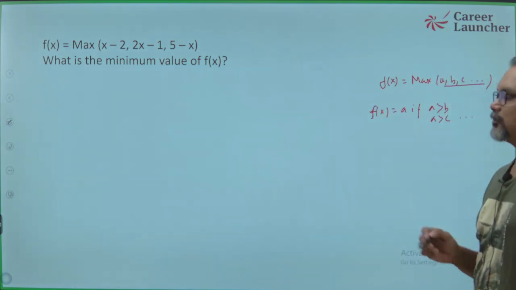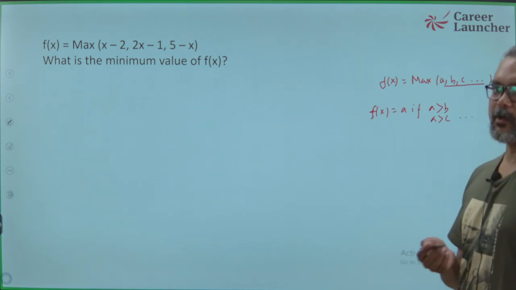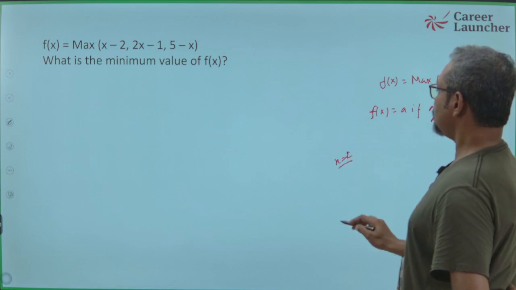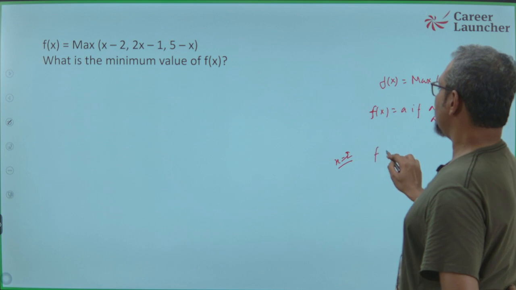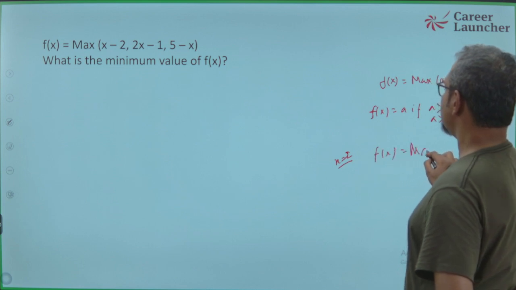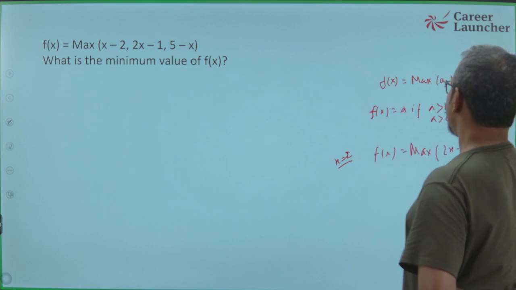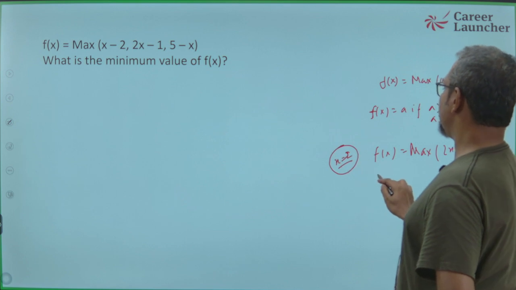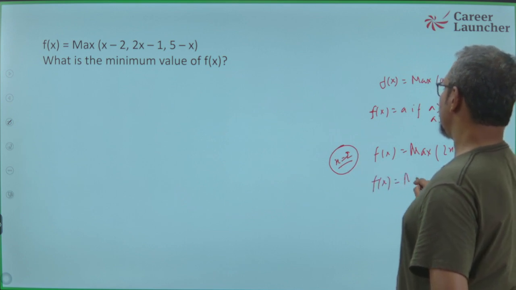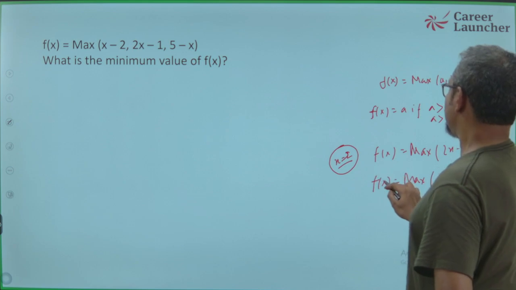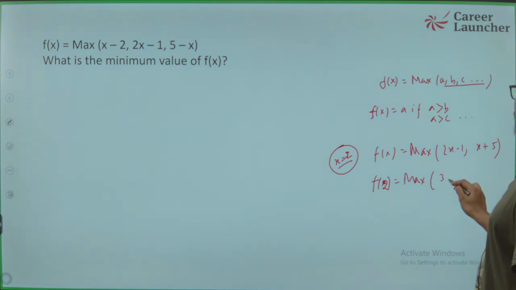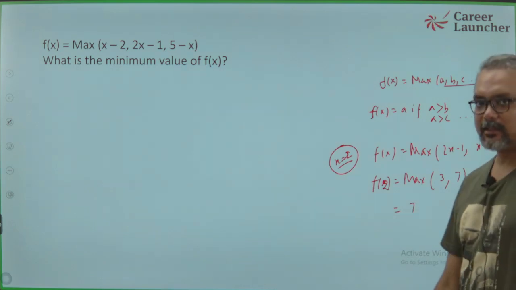Similarly, a min function would be, we will choose the one which is the smallest. So, to get an example, let's say f(x) is the max function of 2x minus 1 comma x plus 5. Then f of 2 is the max of 2 times 2 minus 1, which is 3, and 2 plus 5, which is 7. So, 7 is bigger. So, f of 2 will be 7. So, essentially this is the idea.